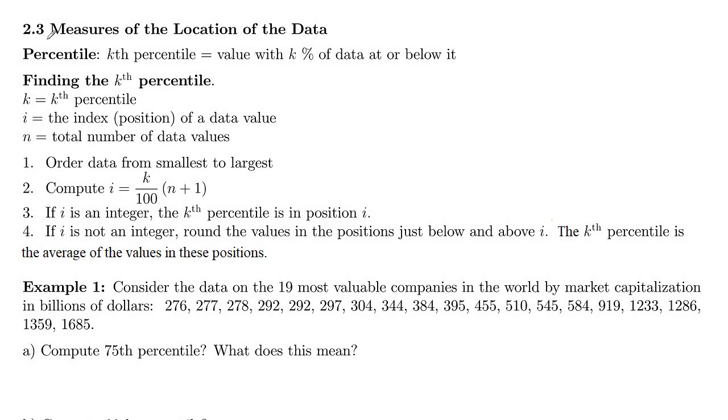In section 2.3 here, we are going to look at measures of location of the data, so measures of relative position. The first measure we'll consider is the percentile. The kth percentile is the value that has k% of the data at or below it. For example, the 80th percentile is going to be the value with 80% of the data at or below it.